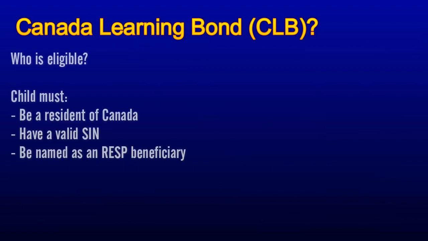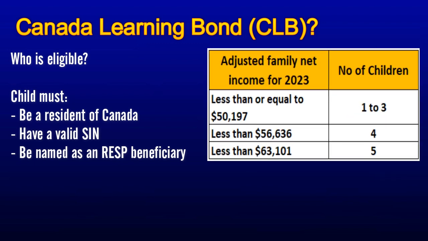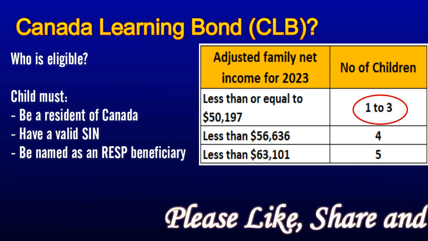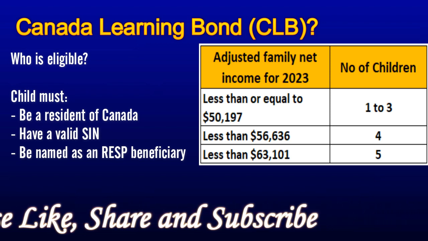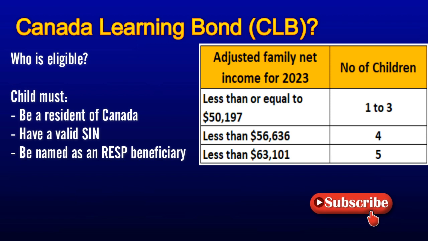For this also, the child must be a resident of Canada, must have a valid SIN, and must be named as an RESP beneficiary. This is the Canada Learning Bond summary chart. You are eligible to receive the Canada Learning Bond if you are a family of 1 to 3 kids and your family net income is less than or equal to $50,197. Similarly, for 4 kids and 5 kids, if your family net income is less than the amount shown in the table, you are eligible to receive CLB.